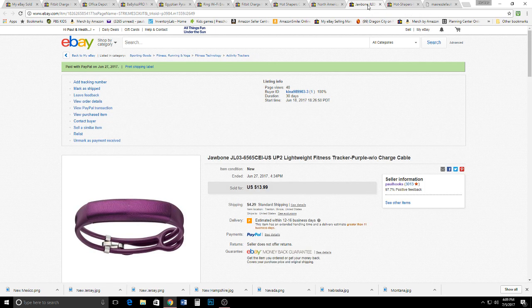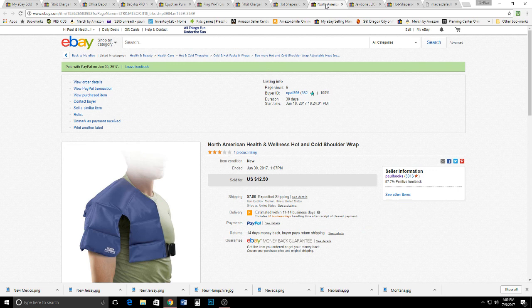My next thing that I sold on June 27th, I sold it for $13.99. My fees were approximately $3, which means I got paid about $11. I paid $3 for this item, and so my profit was $8. This is a Jawbone Fitness Tracker, purple. And the thing with eBay is you do have to ship everything out to each individual.